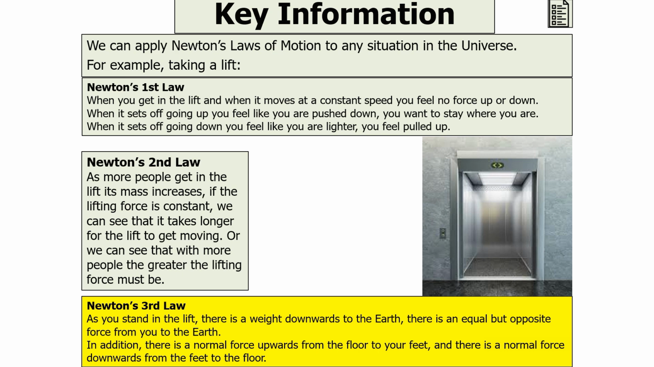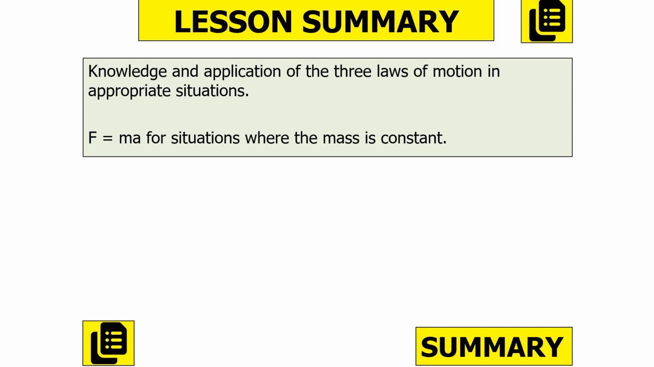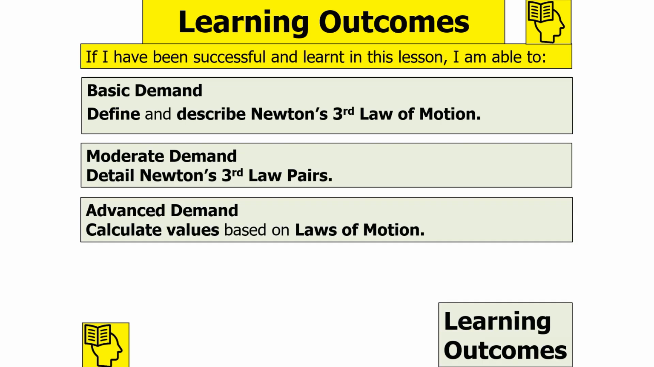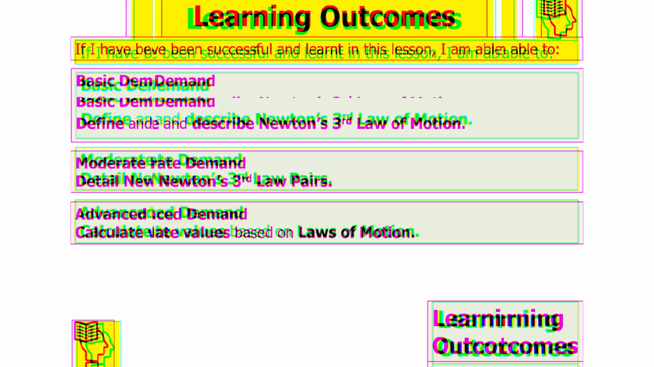So that brings an end to our lesson today. If we've learned in today's lesson, we should have a knowledge and application of the three laws of motion in appropriate situations, and know F equals ma for situations where the mass is constant. So if we've been successful and we've learned in today's lesson, we can define and describe Newton's third law of motion, detail Newton's third law pairs, and calculate values based on the laws of motion.